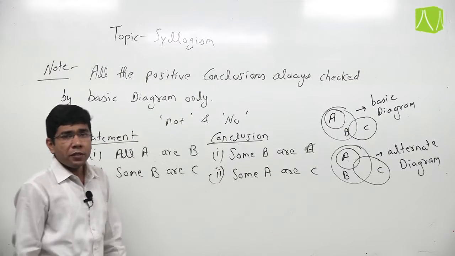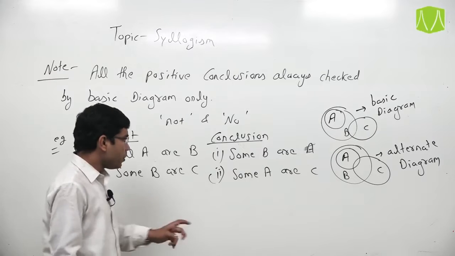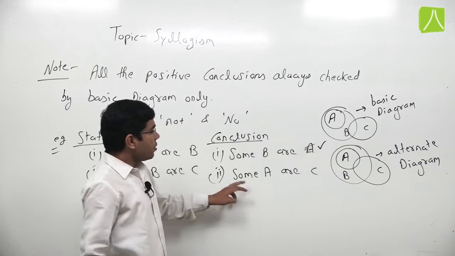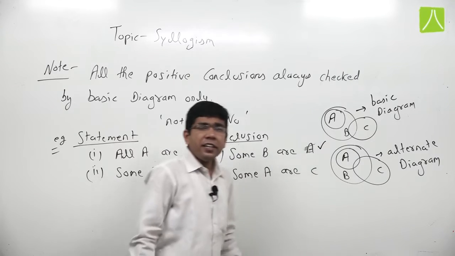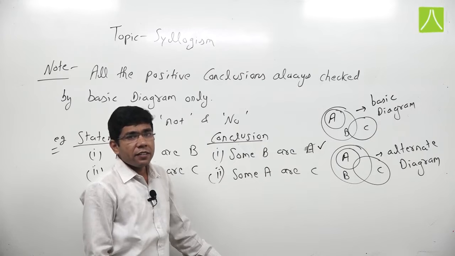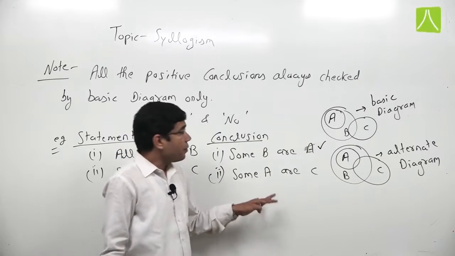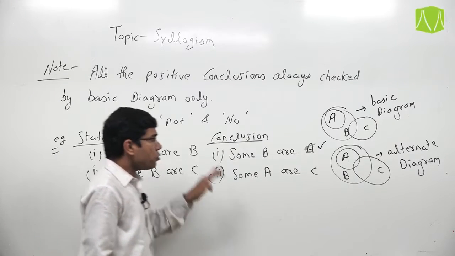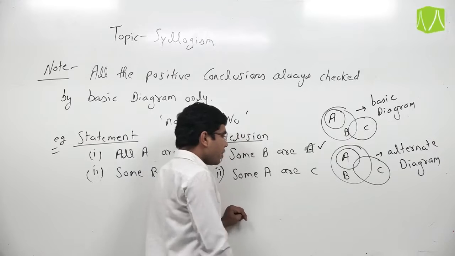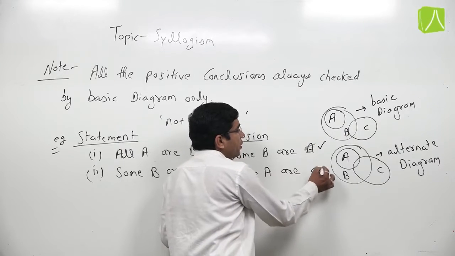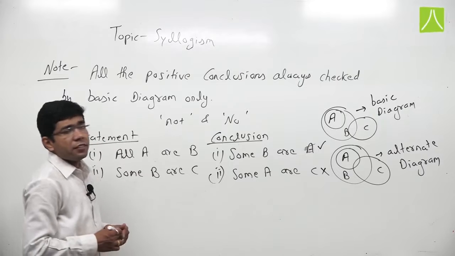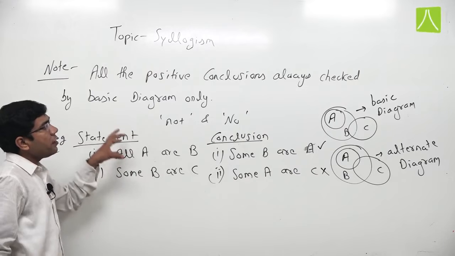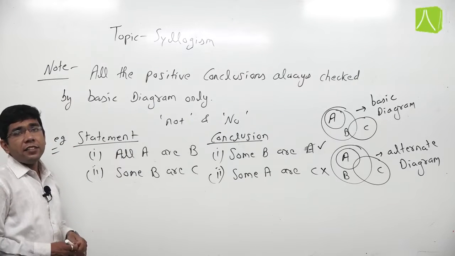Now we recall the note: all the positive conclusions are always checked by basic diagram. Both the conclusions are positive, so we use only basic diagram. First conclusion, some B are A. Obviously some B are A is correct. Second, some A are C. Now if we use the alternate diagram, A and C are connected, it is true on the basis of the alternate diagram, but for a positive conclusion we will use only basic diagram. So our answer should come by basic diagram. Some A are C: A and C are not connected, so the second conclusion is not true. So this is the basic note or basic information for handling this topic.